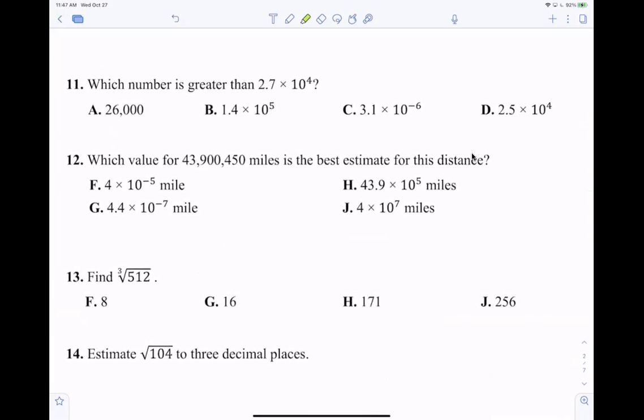All right. So this is 2.7 times 10 to the 4th. I'm trying to find which one's greater, correct? So I don't really know about 26,000, right? But what about B? You think it's greater or less? Why is it greater though?